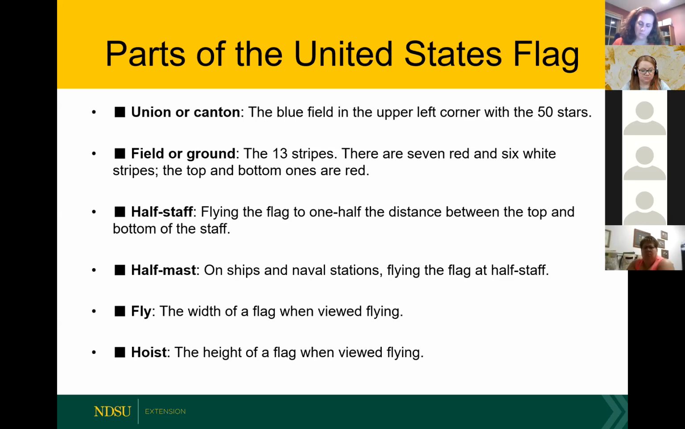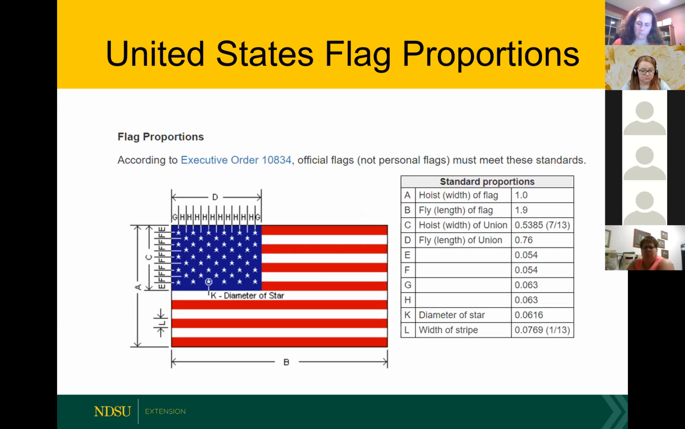And then take the other terms of the look at the flag. The width of the flag when viewed flying, okay? So that would be this. That is called the fly. And hoist is the height of the flag when viewed flying. So those are some terms that you'll see sometimes and maybe we'll use to refer to them.